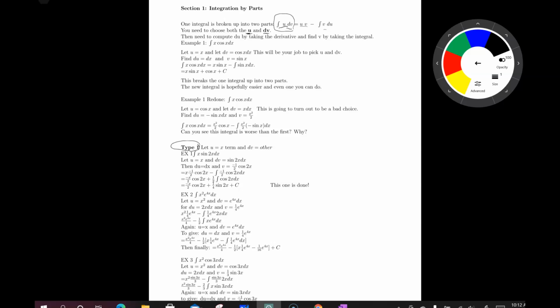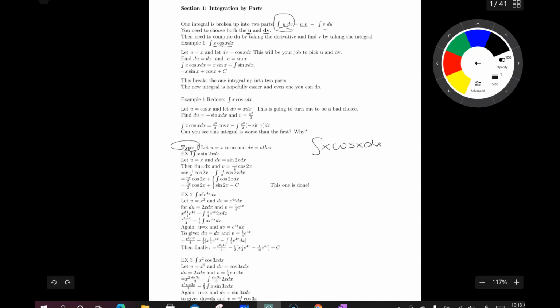I'm going to break them up into types to help you identify which to let equal u and which to be dv. All right, so here we have our first one: x times cosine of x dx. When there are 2 functions multiplied times each other, you cannot just take the antiderivative of each of them separately. Let me write it down here.